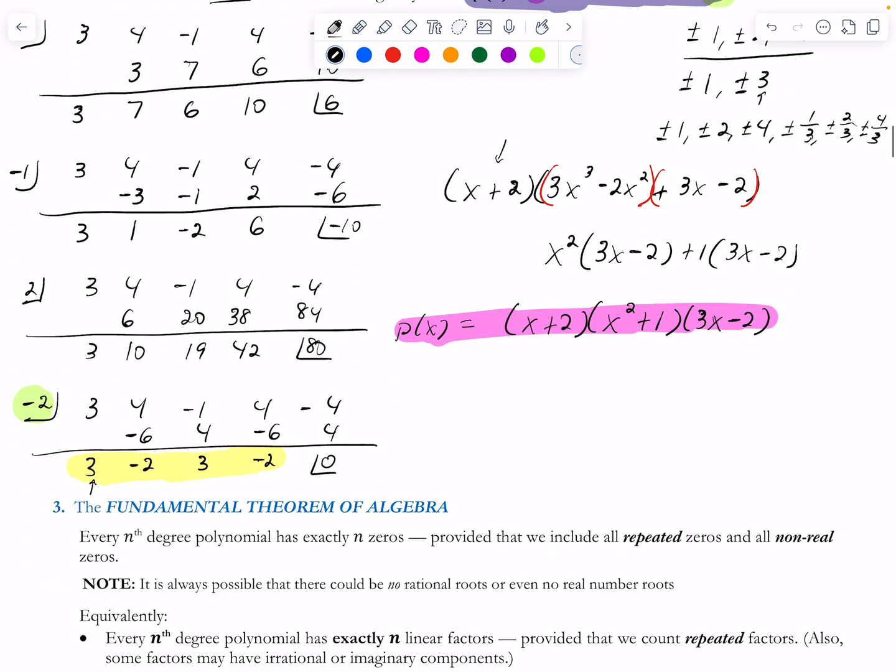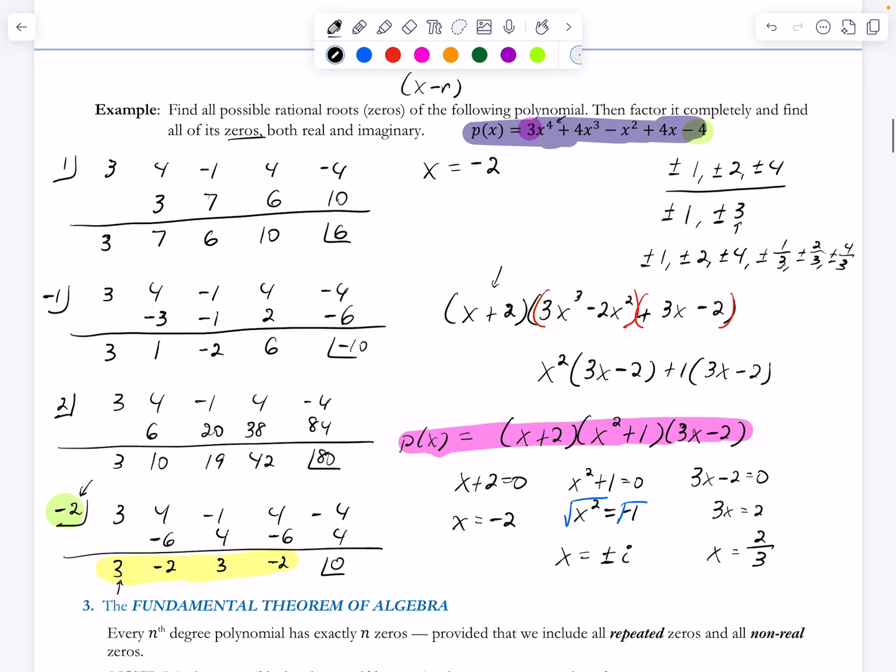So we already found one of these zeros. x plus 2 equals 0. We got x equals -2. That shouldn't surprise you, right? That was our first one. This x squared plus 1, setting that equal to 0, you're going to notice is going to give us 2 complex or imaginary roots, right? Move this over, you get -1. Hopefully you remember when we took the square root of -1, that is actually plus or minus i. And finally, 3x minus 2 equals 0. That's going to be x equals 2/3.